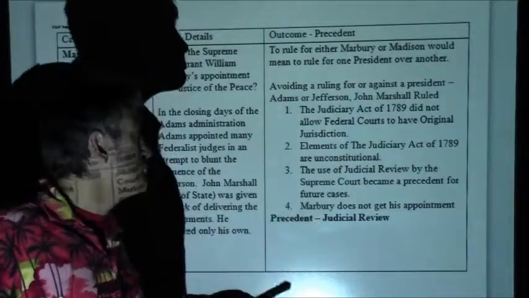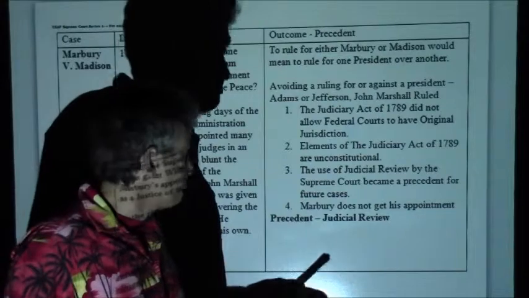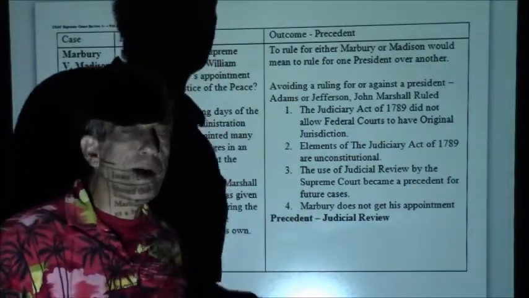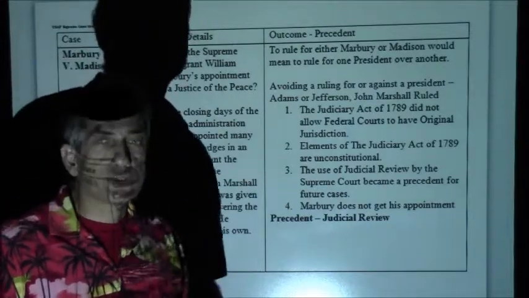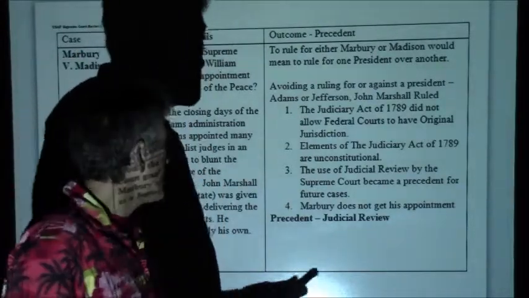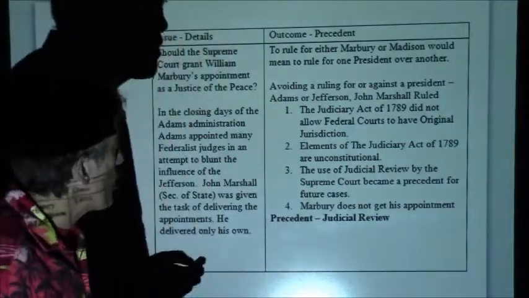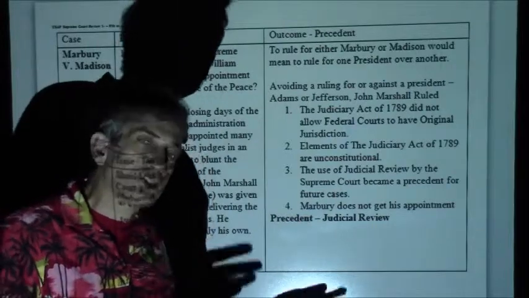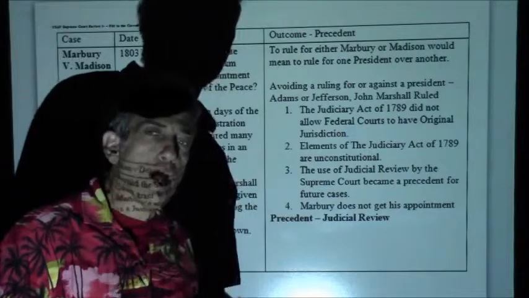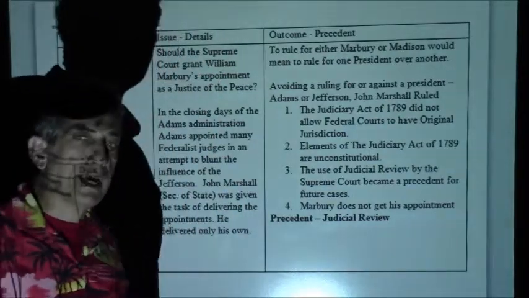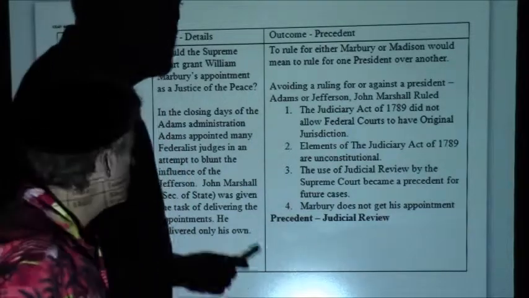Number two, elements of the Judiciary Act of 1789 are unconstitutional, meaning that the President did not have the power to appoint an unlimited amount of judges, and even the thought of original jurisdiction beginning in the federal courts does not make any sense. And finally, three, the use of judicial review by the Supreme Court became a precedent for future cases. Because now John Marshall is not ruling for or against a person, he's ruling about a law, the Judiciary Act of 1789. And he's going to rule that act to be largely unconstitutional. So that's the beginning of judicial review.